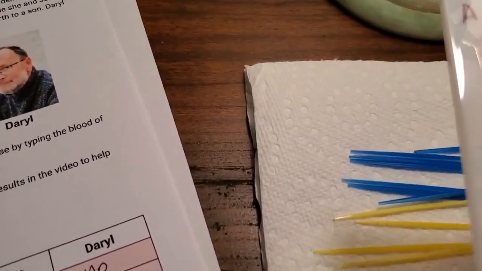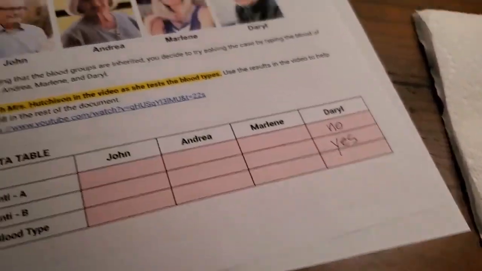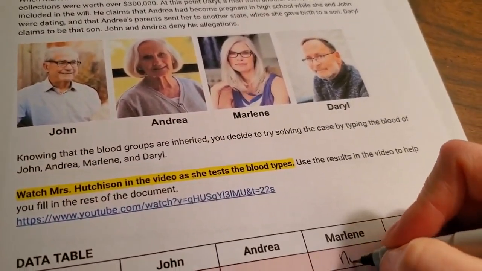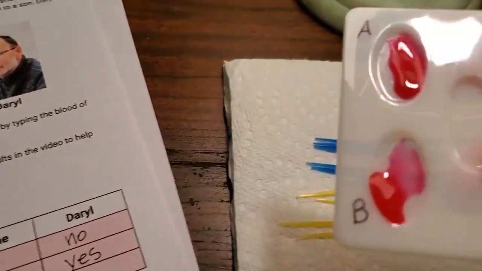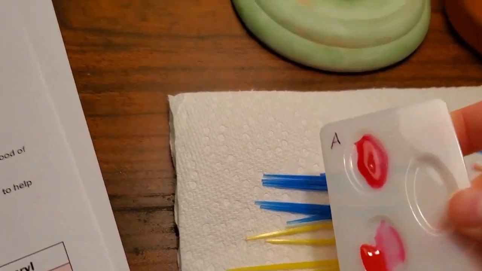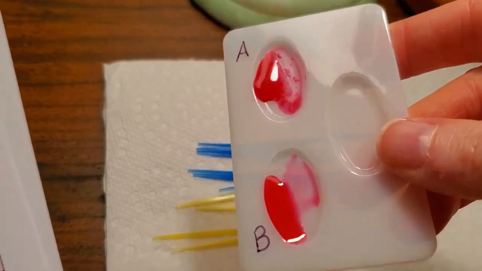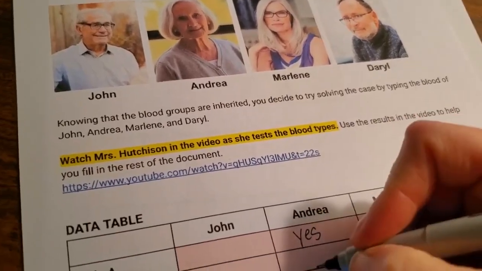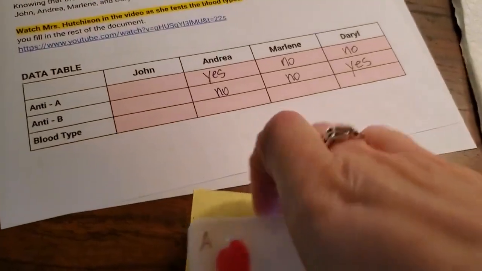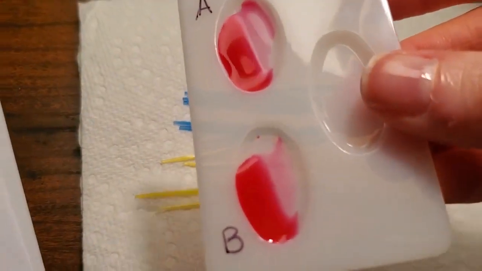Now, if we check out Marlene, kind of working backwards here for some reason. Marlene, nope, nothing clumped in her blood at all. So she's no for both. Andrea, okay, there you can see that Andrea's got some clumping in the A well. So yes for the A antigen, but no for the B. And then John, he also has nothing in either one.